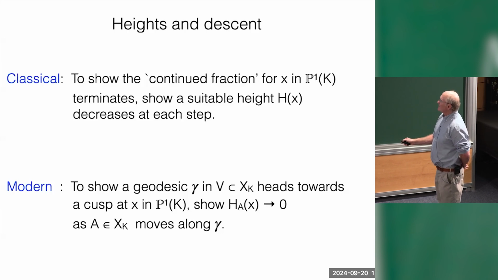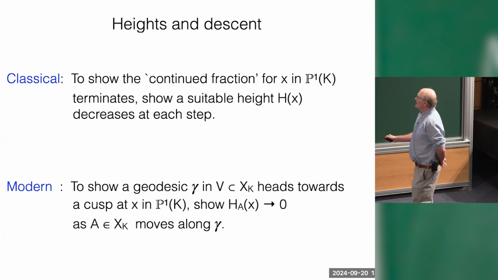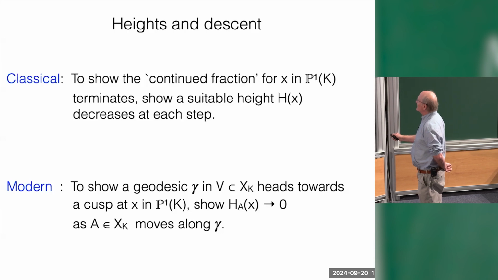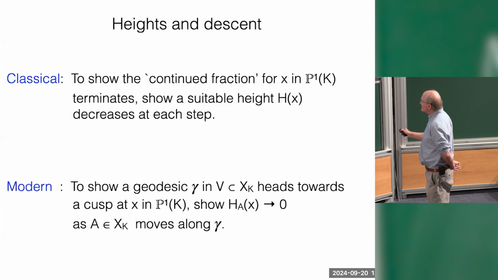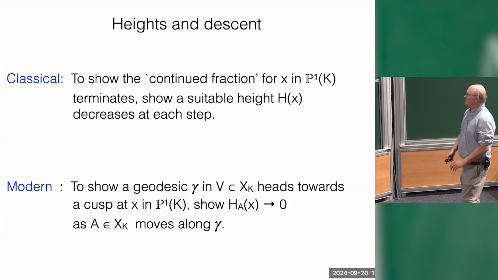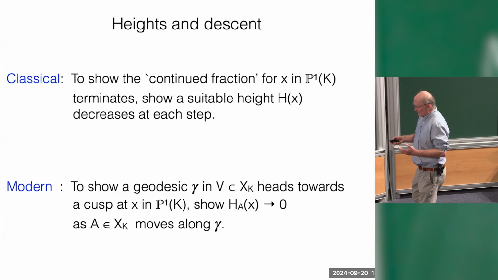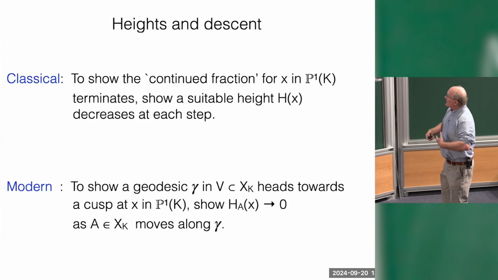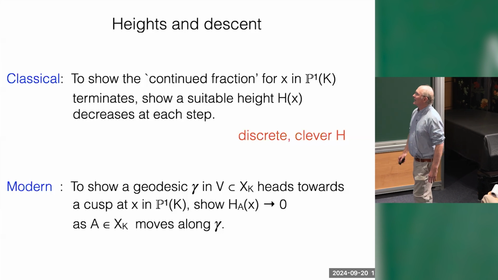And this cusp will be described by a particular point on the projective line. And I'm going to do this by showing that the height of x, as seen from the abelian variety corresponding to this point in Xk, tends to 0 as A moves along this geodesic gamma. So to set this up, what I need is a way to measure the size of an element on the projective line using an abelian variety with real multiplication by k. And I'm just going to give you a glimpse of how that works.